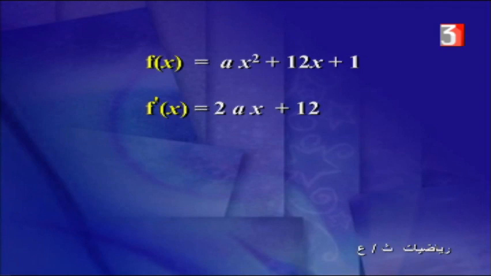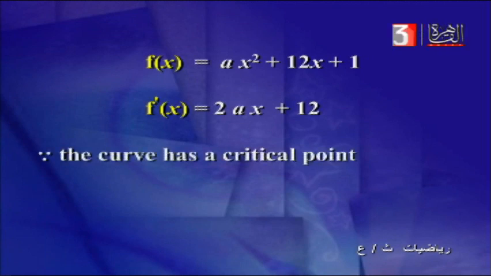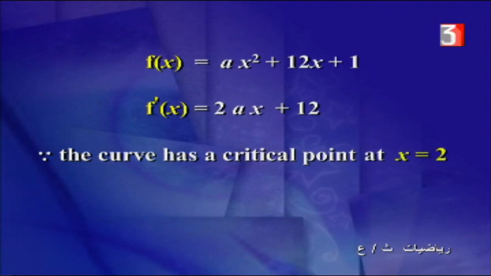The derivative of ax power 2 is 2ax, and the derivative of 12x is 12, and the derivative of 1 is equal to 0 because 1 is a constant function. Now, the curve has a critical point at x equal 2, then f dash x equals 0 when x equals 2, or f dash 2 equals 0.